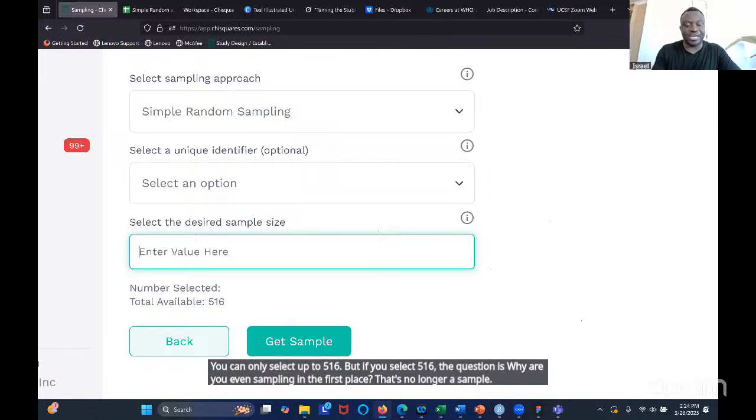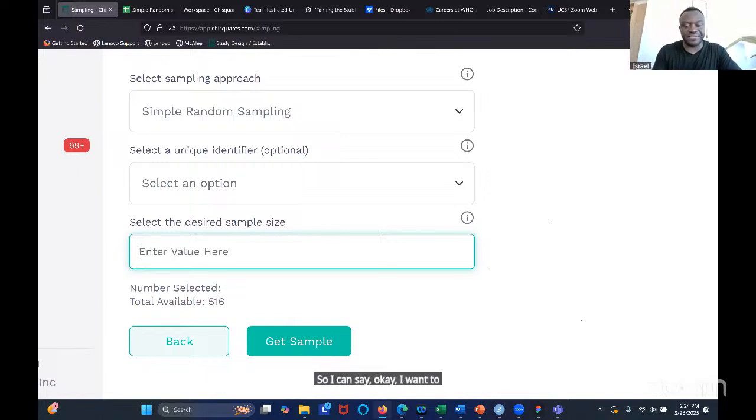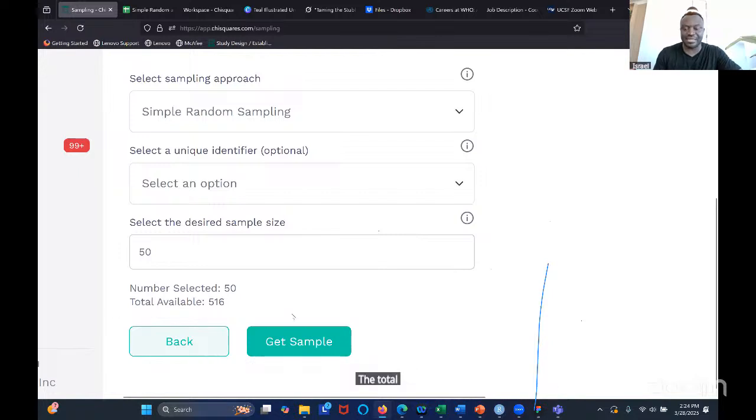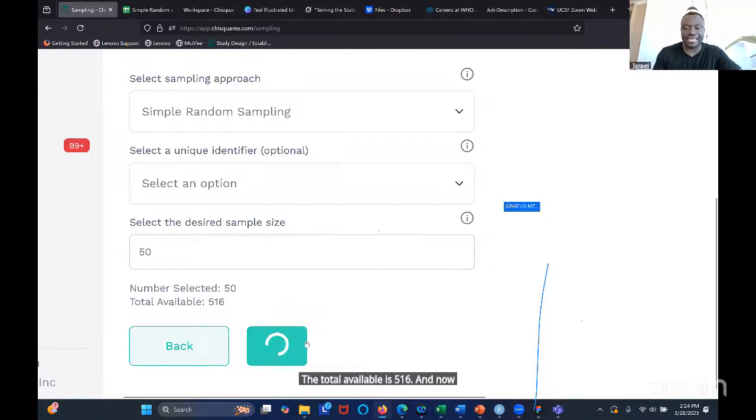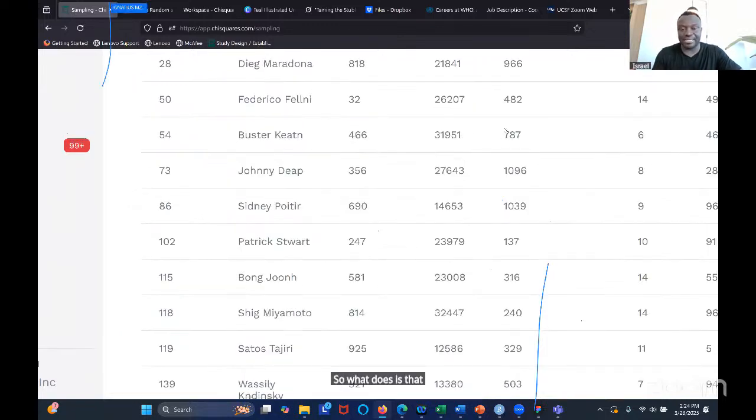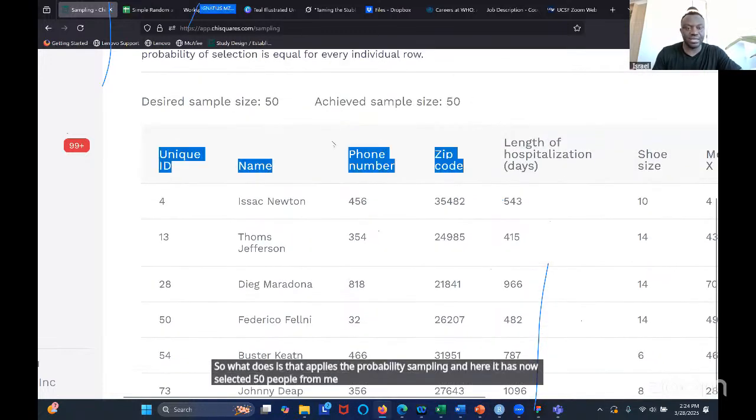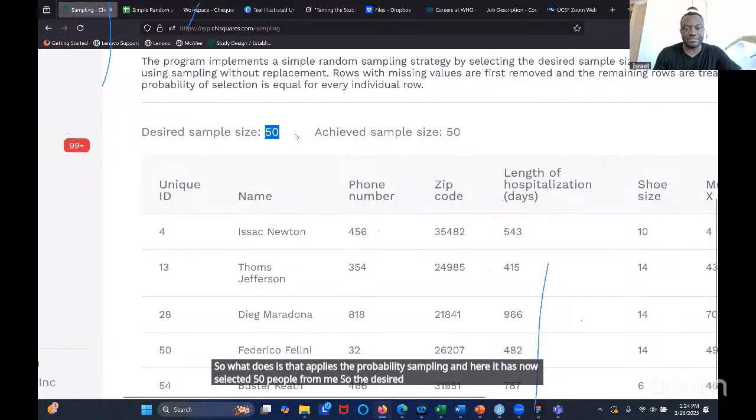So I can say, okay, I want to select 200 or 50. That was our original proposal. We want to select 50 people out of the 516. And so I want 50 here. So the platform tells me that the number selected is 50. The total available is 516. And now I can click on Get Sample. What it does is apply the probability sampling, and here it has now selected 50 people for me. So the desired sample size was 50. The achieved sample size is also 50.